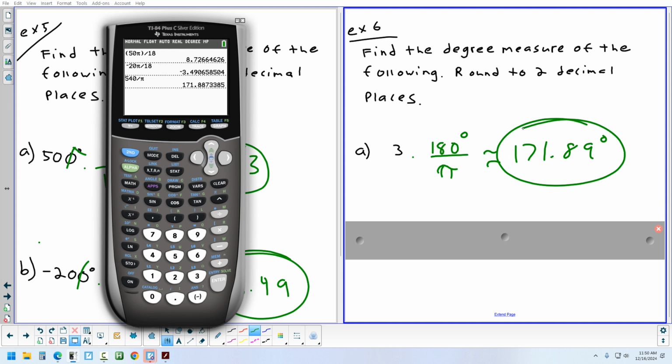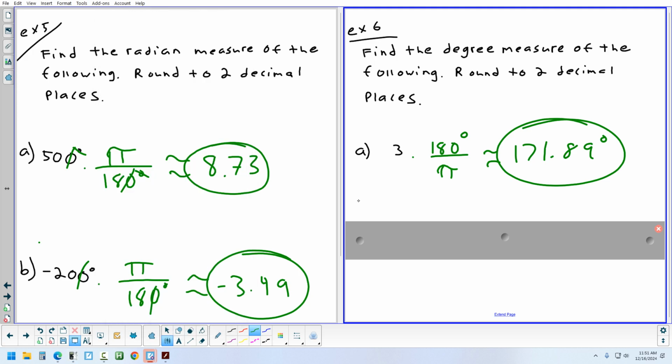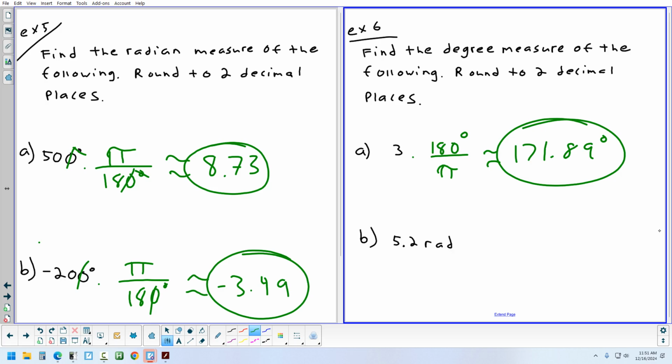Now, if you divide by 3.14, that's a different answer. That's 171.97. That's quite a bit different than 171.89. 89 versus 97. Okay. Any question on that one? Not worried about that one.